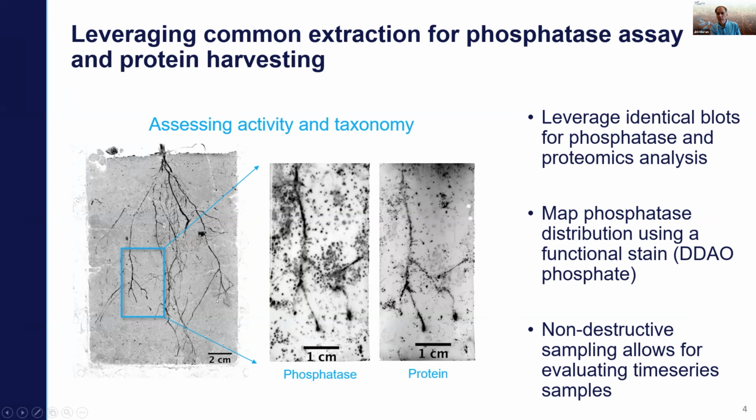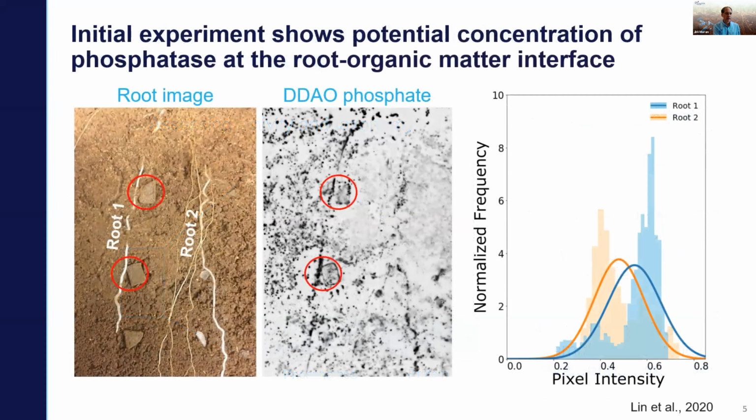And you can see probably a pattern that you might expect, right? At the root tips, you're seeing a little bit more phosphatase and even proteins, probably from some of the exudation and sloughing of cells as that root grows. And what we're able to do is leverage these plots for looking at phosphatase and also a proteomics analysis. When we're looking at these enzyme activities, we can map where they're located. And again, this is a very non-destructive technique.